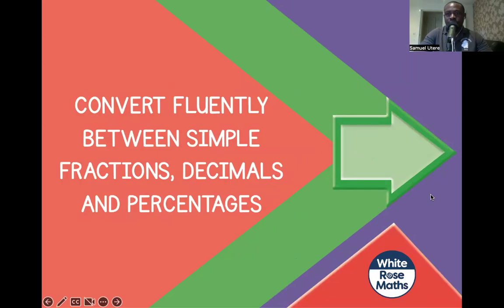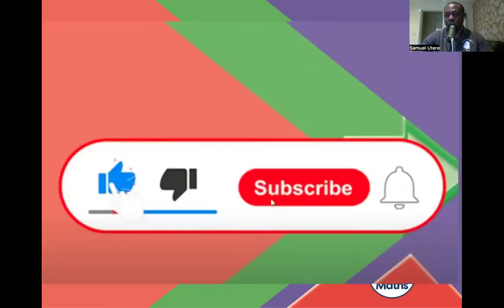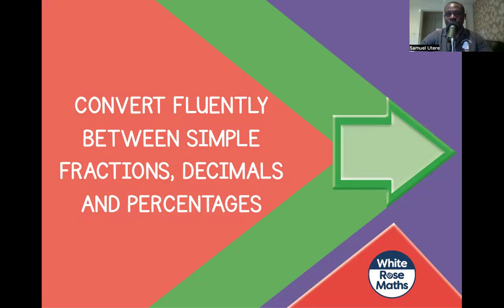So, in your previous lesson, you learned how to understand fraction, decimal, and percentage conversion using 100 squares. You understood really well the meaning of percentage using 100 square, and you were able to see the relationship between fraction, for example, 25 hundredths is the same thing as 0.25, and it's the same thing as 25%. In today's lesson, you're going to learn how to convert fluently between simple fractions, decimals, and percentages.